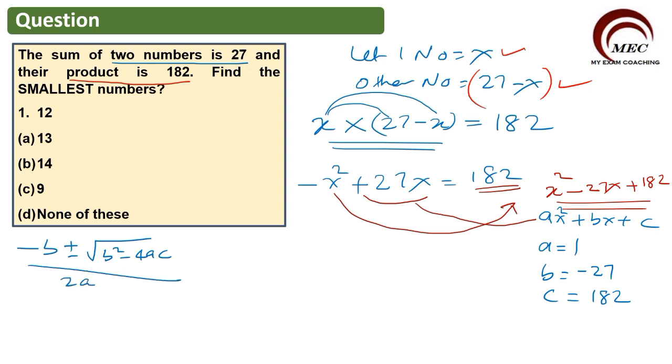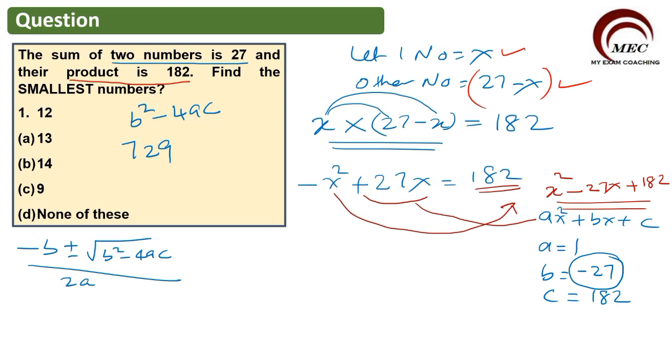So here, let us find out what is b square minus 4ac. B square means minus 27 square. 27 square will be 729. If you don't know how to find out the square of any two-digit number, please watch the previous video which we have uploaded. I have given the link also in the bottom. You can click on the link and watch the previous videos and you will find out how to find the square of any two-digit number.